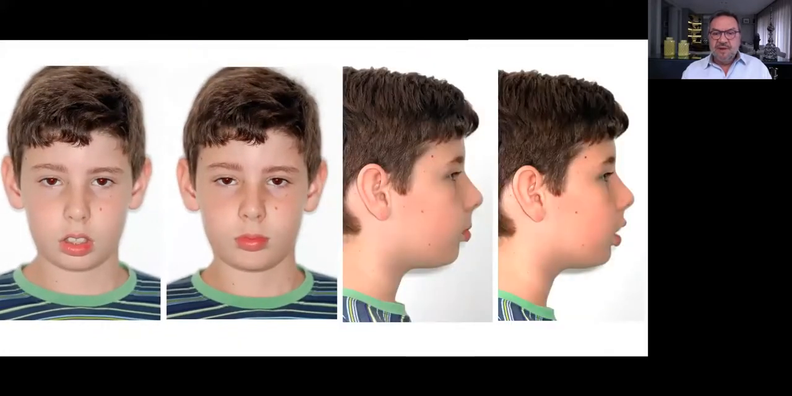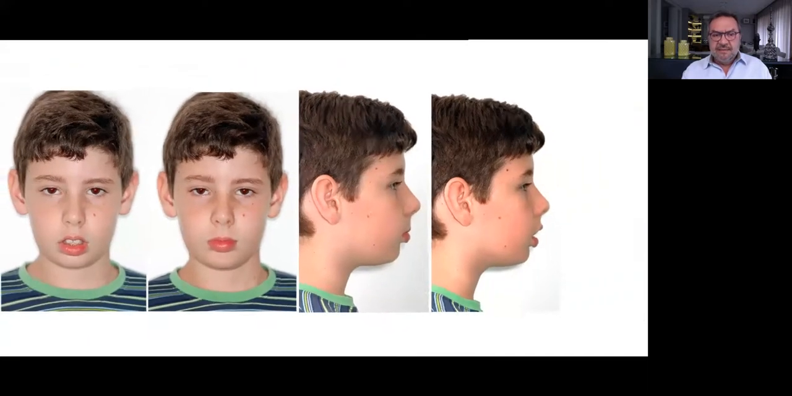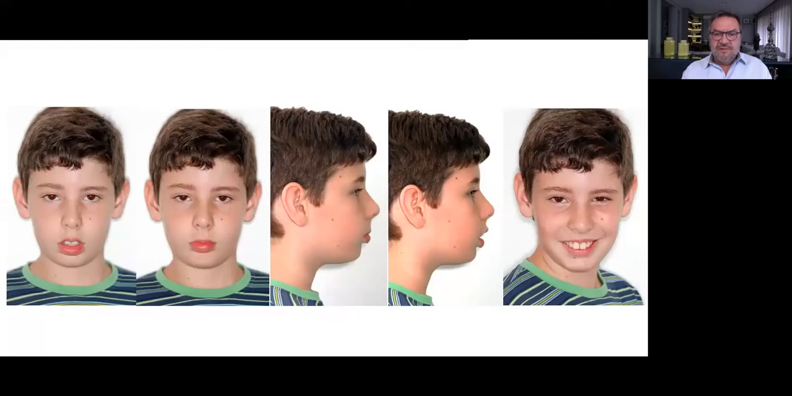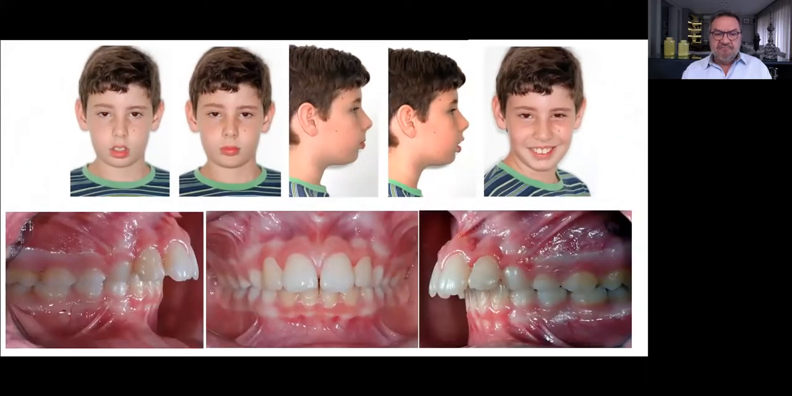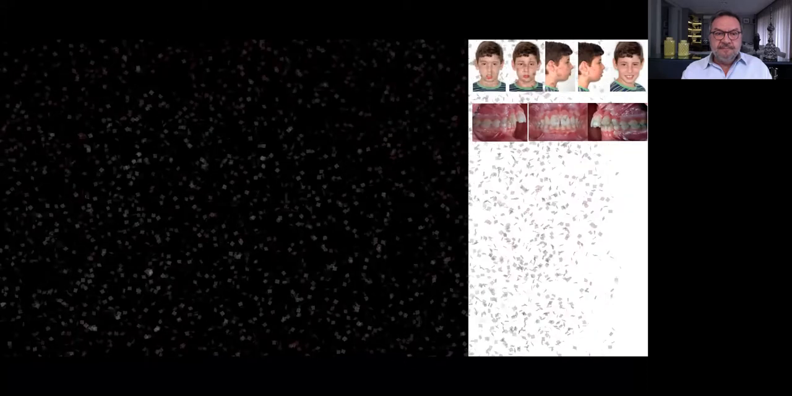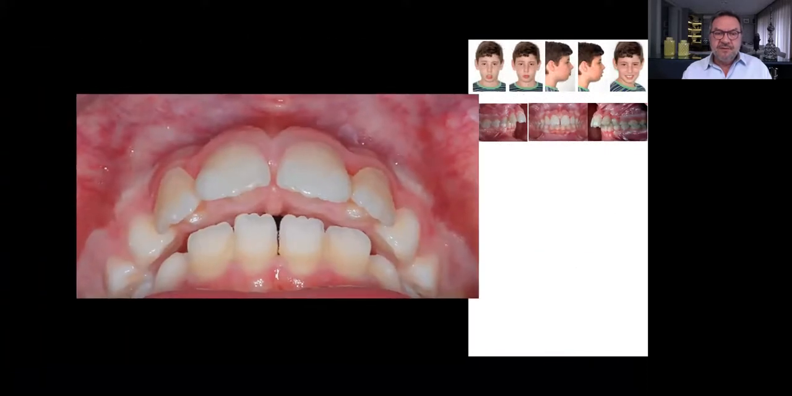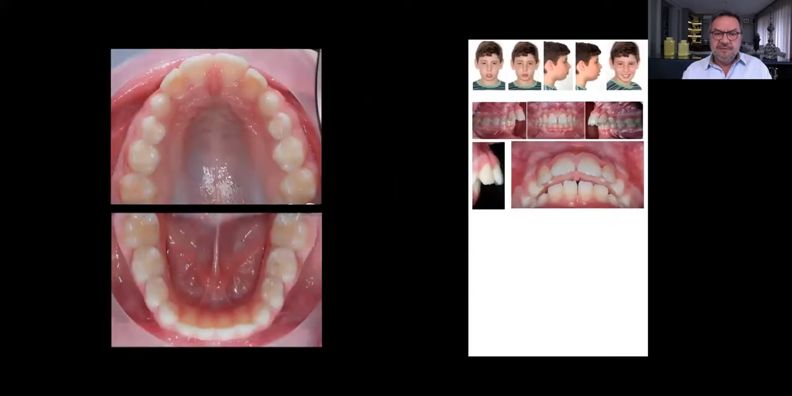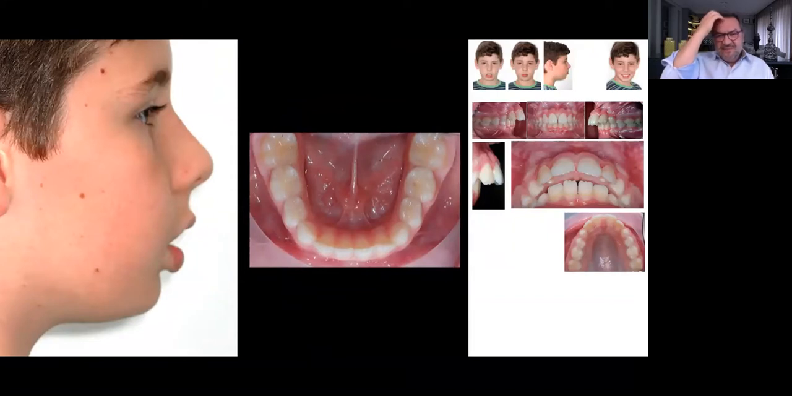The boy was a 12 years old boy, I think 10 years old boy, and was forcing to achieve lip seal with a very strong overjet. If you look at the molar, we have one step class two, one step in the molar. And here the overjet view, a different overjet view, and the occlusal views. And this is my point.